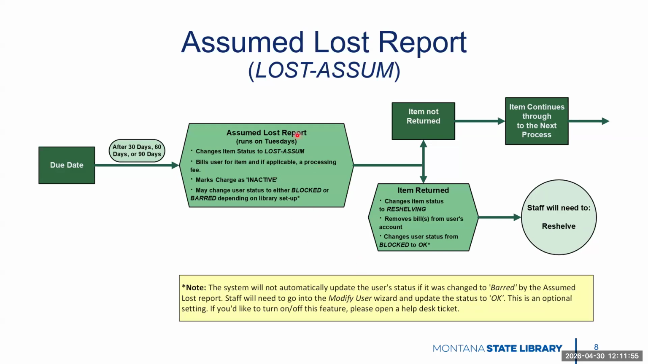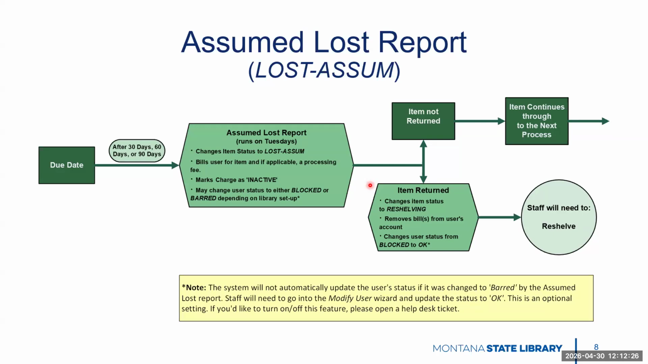So just to recap, the item becomes overdue, either at 30, 60, or 90 days the assumed loss report runs. It changes various things on the back end, and then it sits in assumed lost. Just to follow the flow chart, if the item's returned, checked in, the item status automatically turns to reshelving. The bills on the patron's account automatically come off.